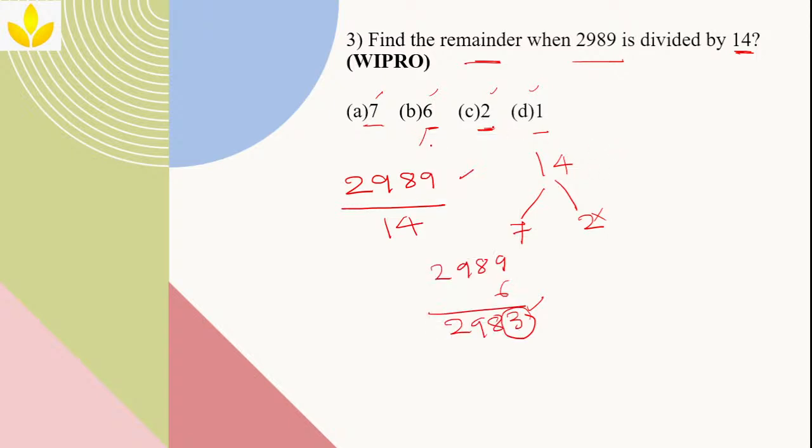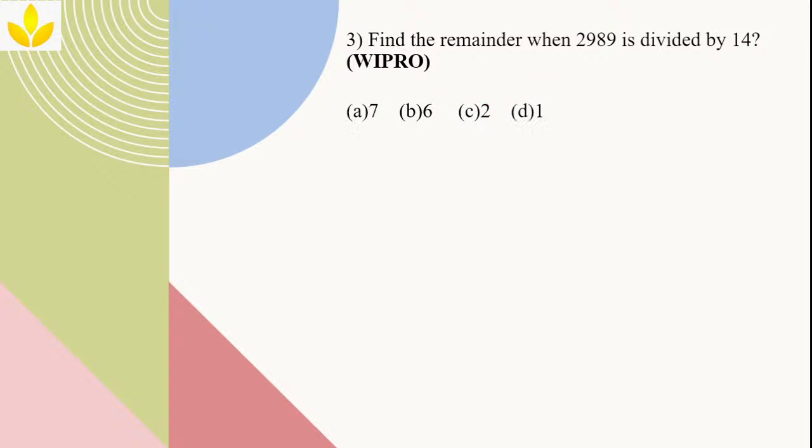And next we'll go for the second, 2989 minus 2. What you will get? You will get 2987. Is it divisible by 2? No. So you can eliminate this option directly. Left with option A and option D, and any one has to be your answer. You can start from any of the options here.